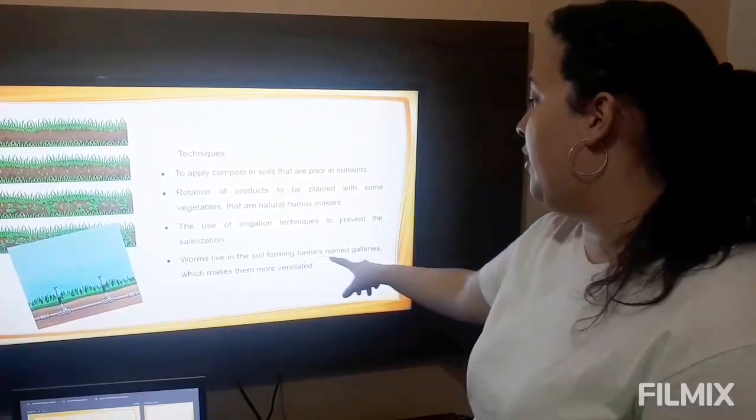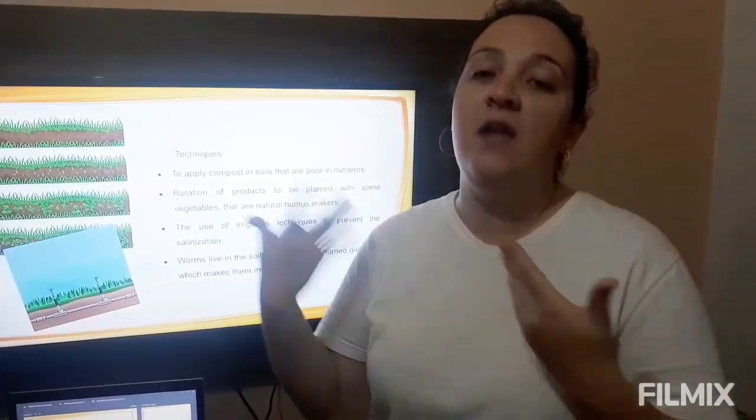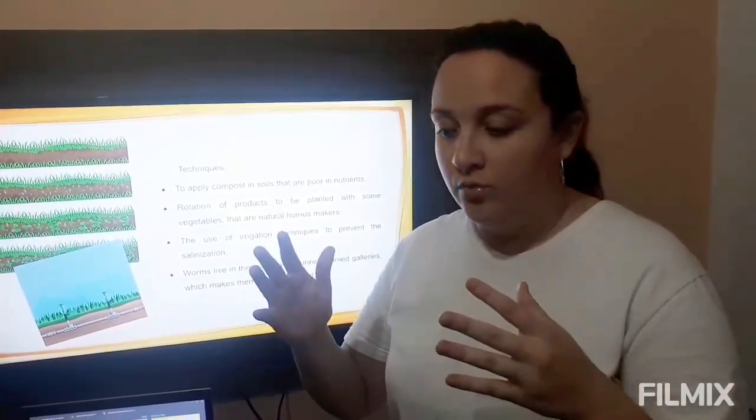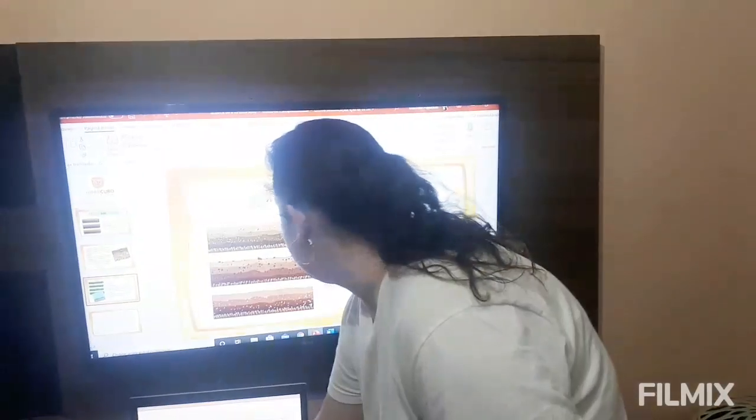Worms live in the soil, forming tunnels called galleries, which makes the soil more ventilated and therefore makes it a better place in order to start to prepare the plantations.